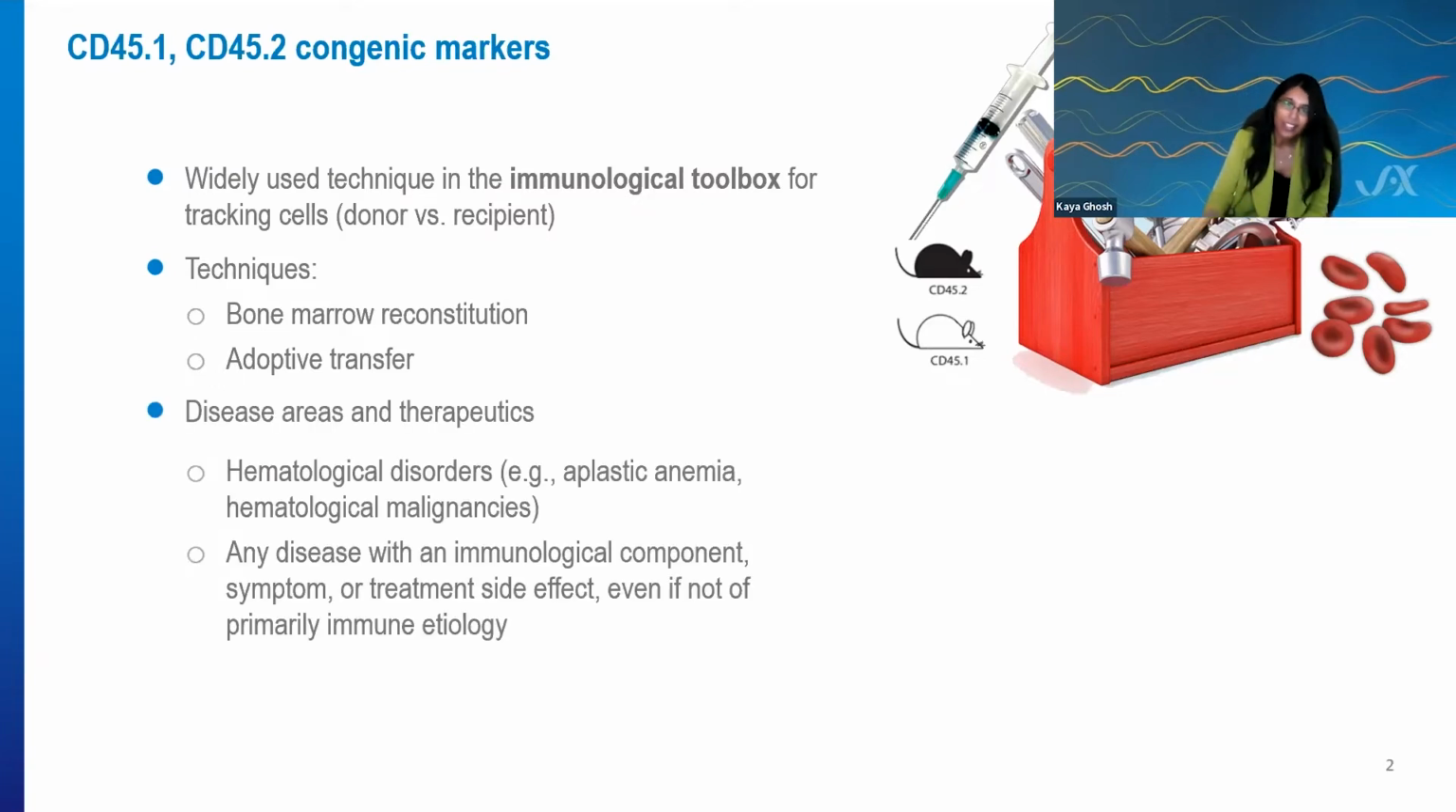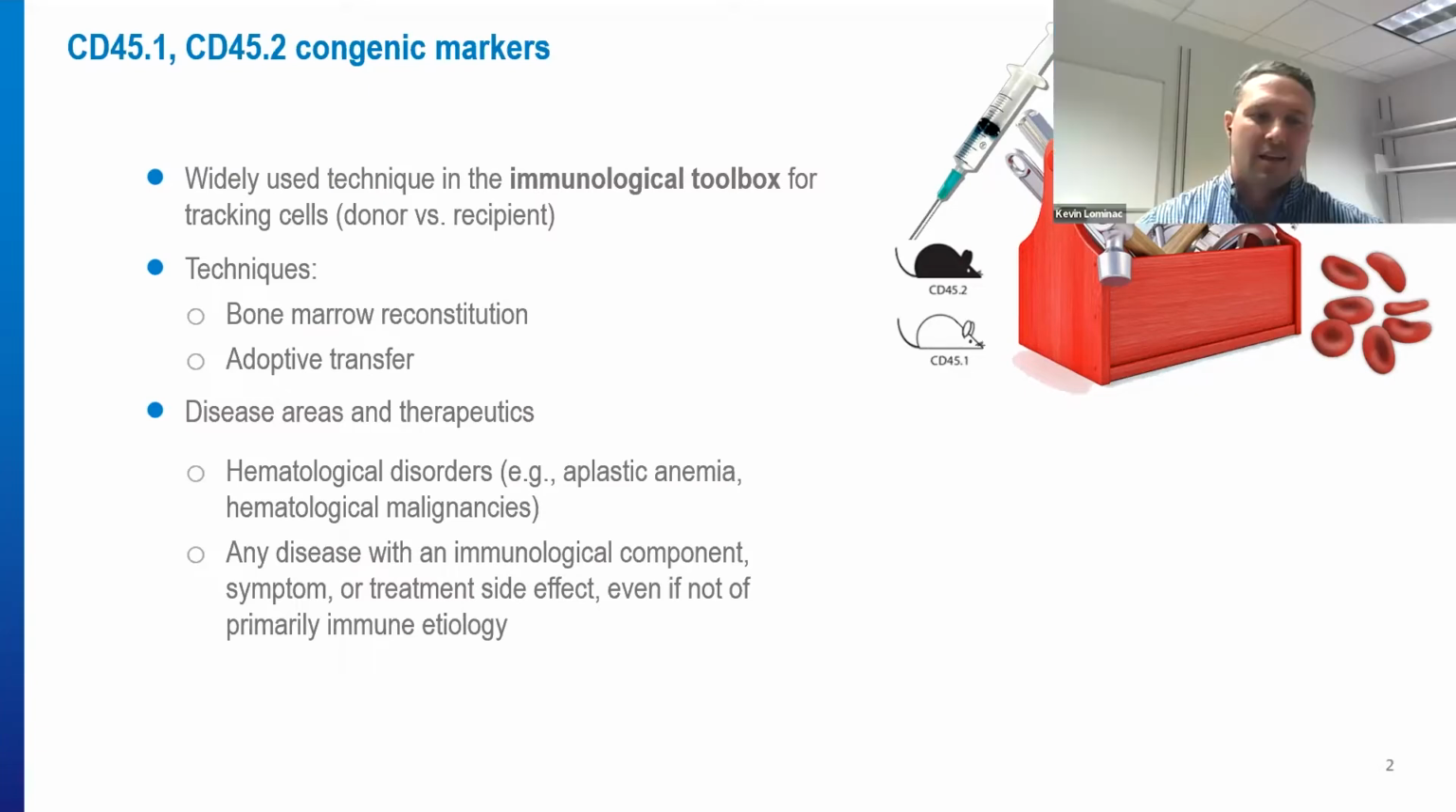So the disease areas and therapeutics that these techniques are used for are, well, this has particular relevance to hematological disorders such as anemias, malignancies, but really to any disease with an immunological component, even if the etiology is not immunological per se. So we've had these congenic marker strains such as Pep-Boy and others from other vendors out there on the market for a while. Why are we introducing a new one, i.e. JAXBoy, right now?